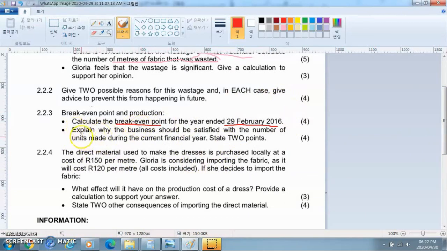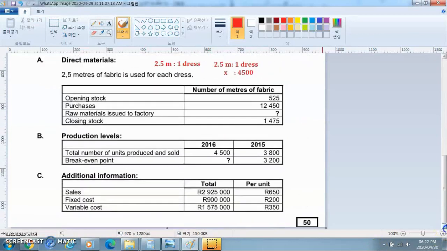The second question says, explain why the business should be satisfied with the number of units made during the current financial year. So you need to do what? State two points. Why should they be satisfied with the break-even point, basically? You get it? So let's see if we can come up with the reasons. Okay, it's easy for this question. I'm not going to write it down for you, but you can just look at this here.